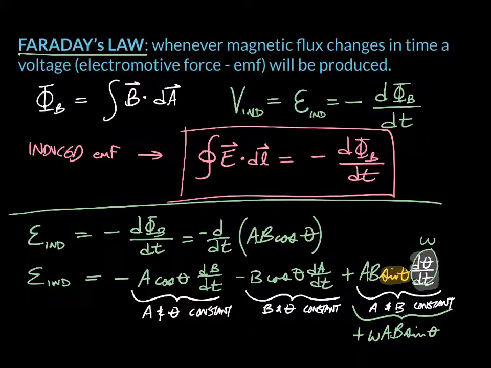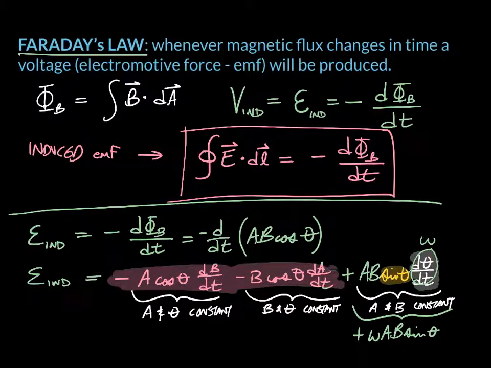So if we wanted to have an expanded version of Faraday's law, the final form would be what I highlighted there. Minus A cosine theta dB dt minus B cosine theta dA dt plus omega AB sine theta. That would be the full bore equation that would account for every change possible.